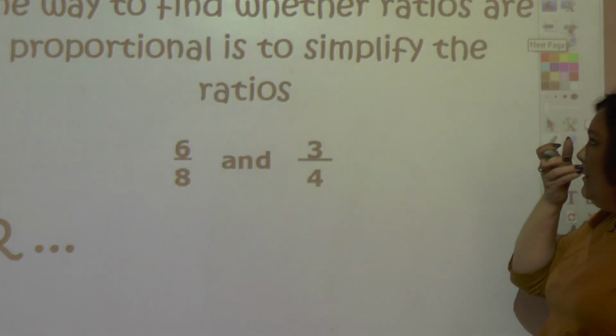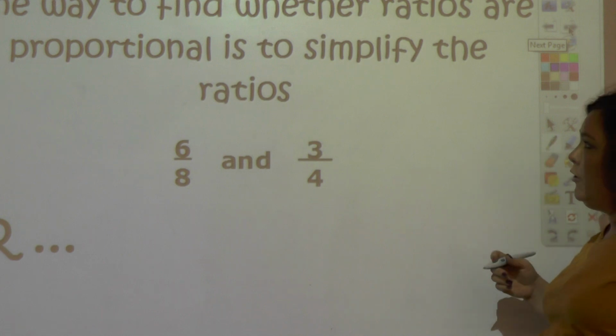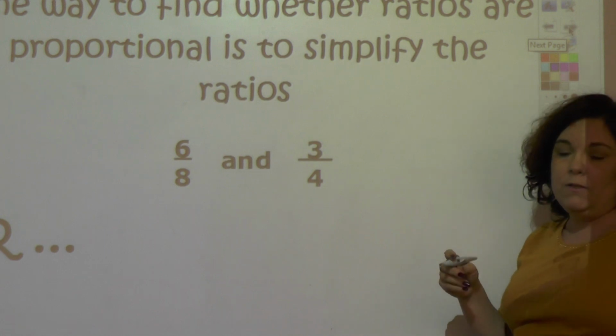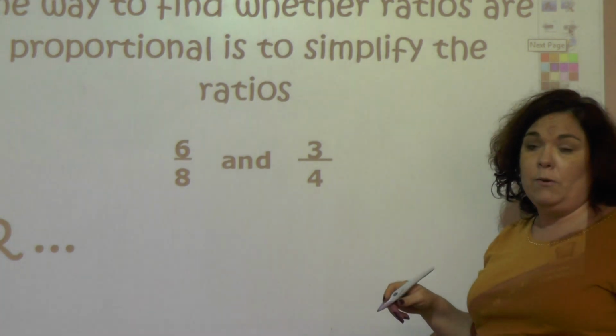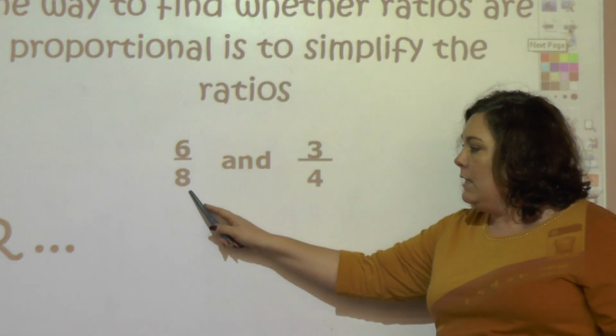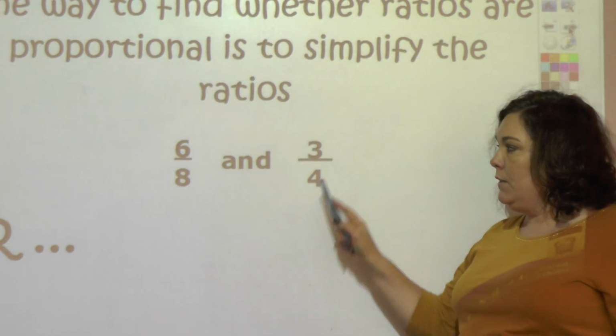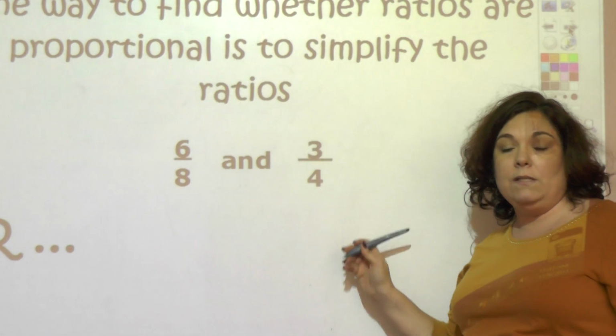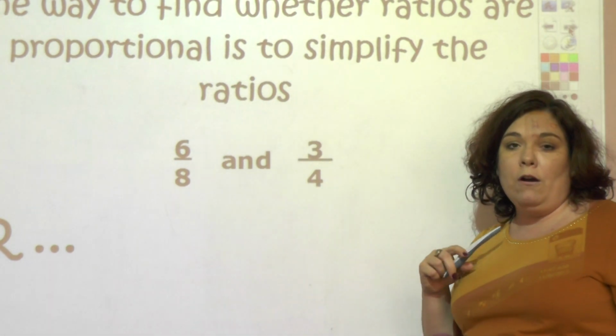So one way to find whether ratios are proportional is to simplify the ratios. What you're trying to do is find out if these are equal. So 6/8 would simplify to 3/4, and 3/4 is 3/4. Since those are equal, they are proportional.